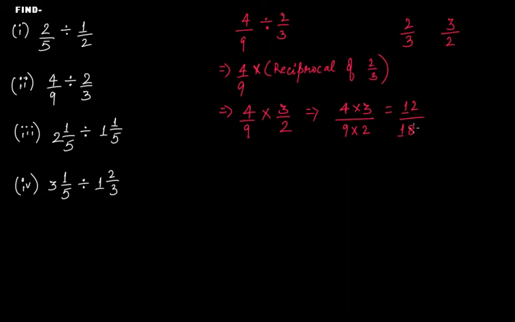12/18. If you want to further simplify it, then what's the highest common factor of 12 and 18? If you find it out, then that will be 6. So if you divide 12 by 6, you'll get 2. If you divide 18 by 6, you'll get 3. So even this is correct, and this is also correct. This is a simplified form of this one.